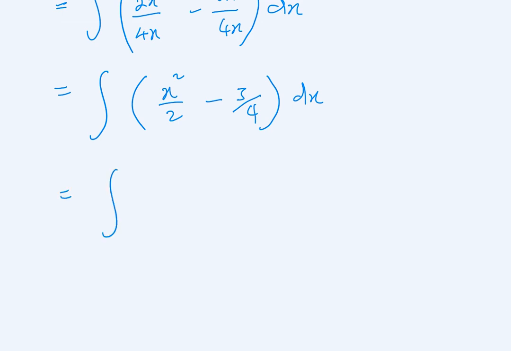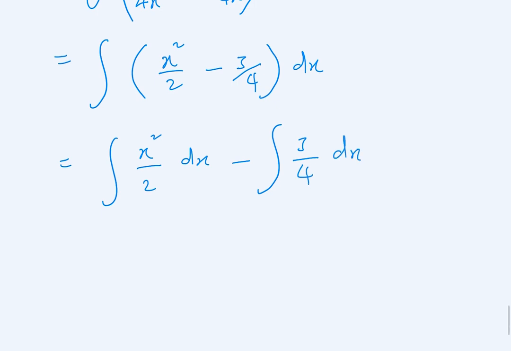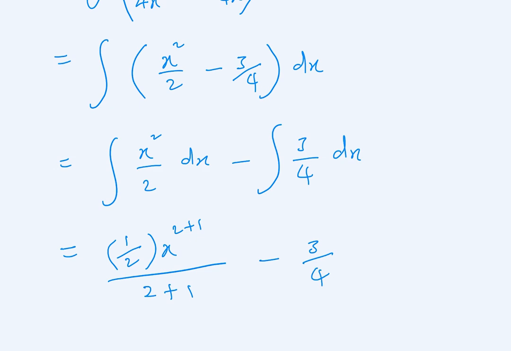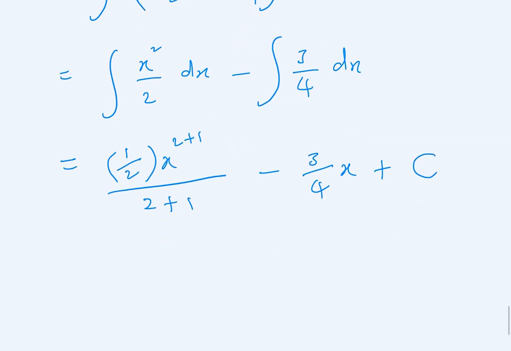So now you're going to integrate each term. You're going to integrate x squared over 2 with respect to x, minus the integral of 3 over 4 with respect to x. And then you can now apply that formula. That formula says you're going to have half multiplied by x to the 2 plus 1 over 2 plus 1, minus 3 over 4, because 3 over 4 is a constant, so it's minus 3 over 4x, plus our arbitrary constant c.